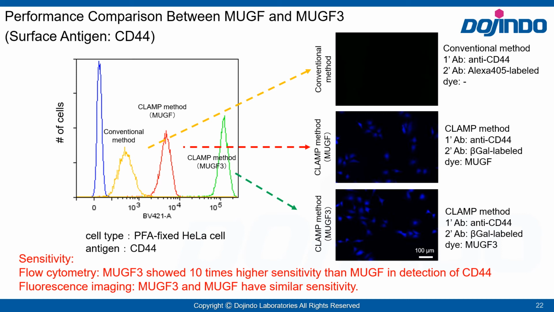As can be seen, MUGF clamp, despite being unsuited for flow cytometry, still produces fluorescence intensity about 10 times higher than the conventional method. This reflects its very high sensitivity. MUGF3, which was actually designed for FCM measurement, is 10 times more sensitive than MUGF. We also have fluorescence images on the right showing that MUGF3 is not only highly sensitive when used for flow cytometry, but also highly sensitive when used for fluorescence imaging.